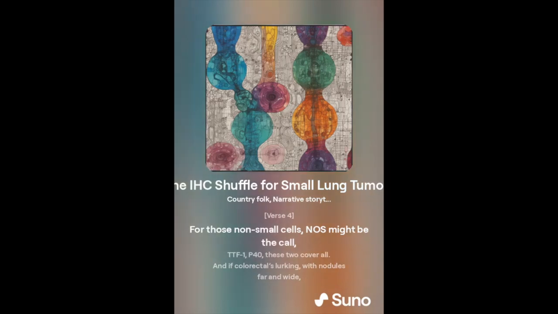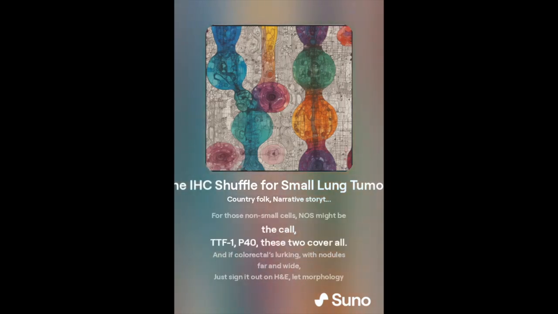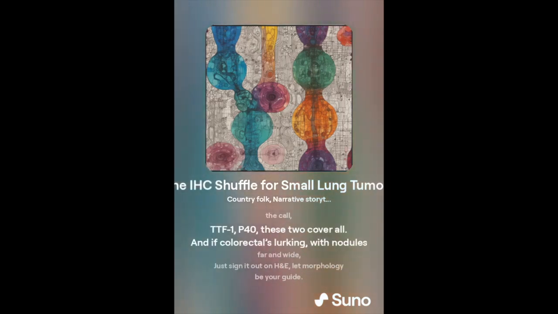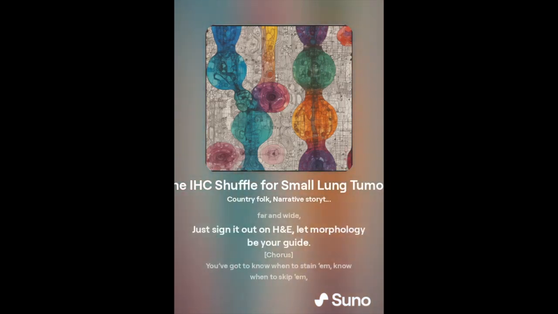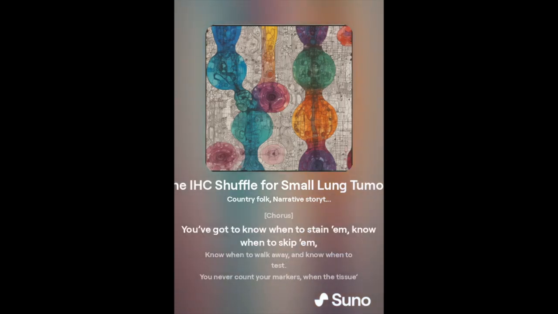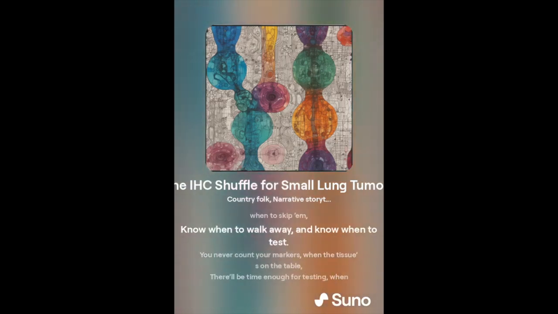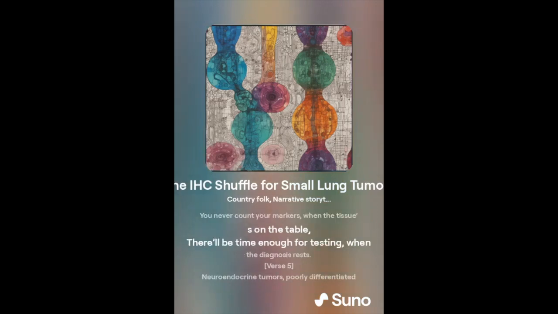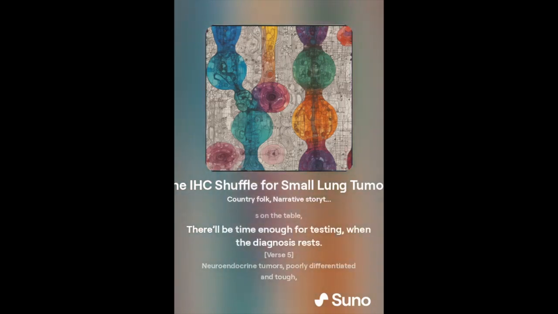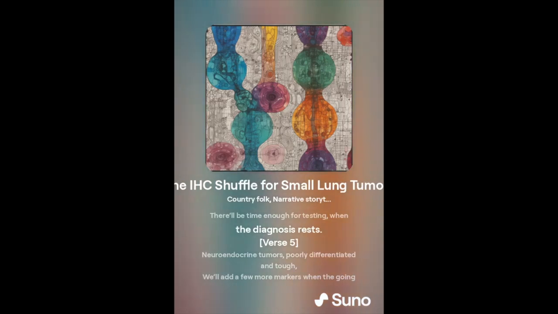For those non-small cells, NOS might be the call. TTF1, P40, these two cover all. And if colorectal's lurking with nodules far and wide, just sign it out on H&E, let morphology be your guide. You've got to know when to stain them, know when to skip them, know when to walk away, and know when to test.